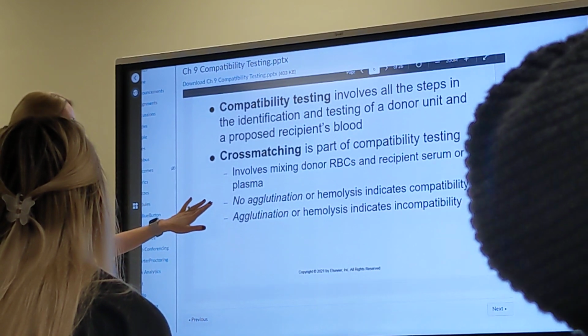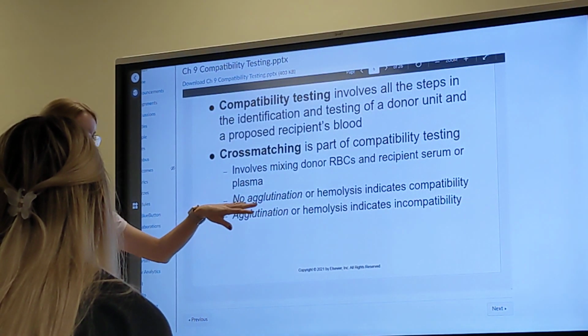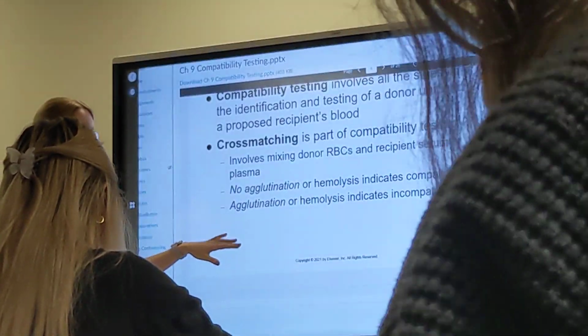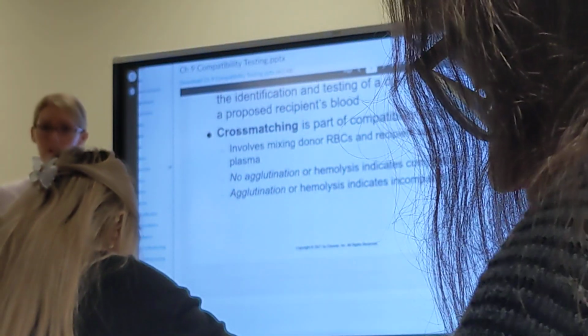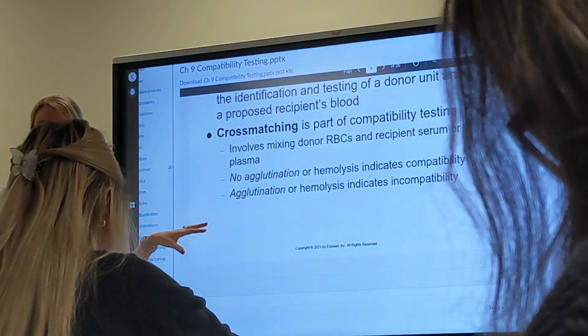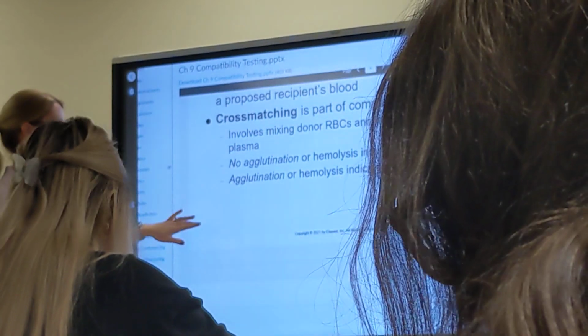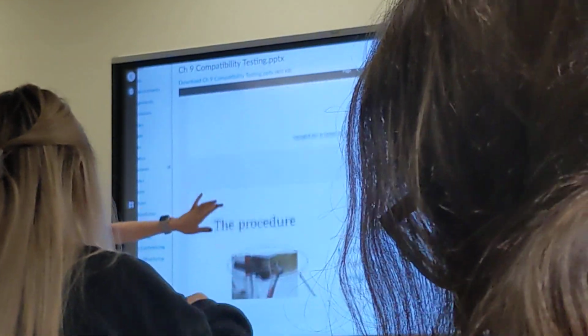So no agglutination or hemolysis. Remember, hemolysis is also a positive reaction. Its absence indicates that it is compatible. And even if everything looks like it's compatible, it doesn't mean that there's not going to be a problem, because there can always be a problem. But we're doing the best we can to decide if it's hopefully going to be fine. Agglutination or hemolysis means that it is incompatible.